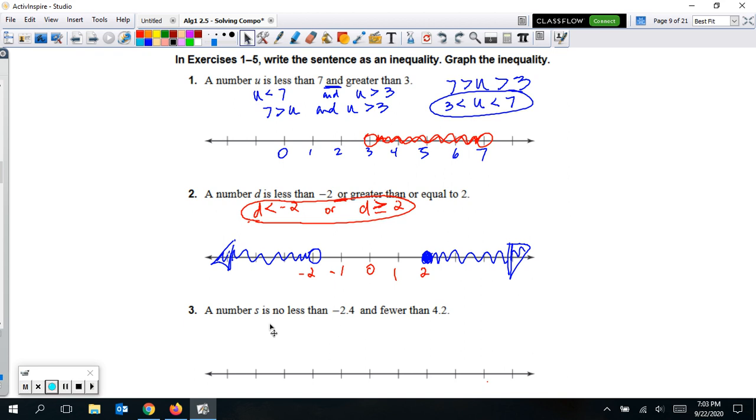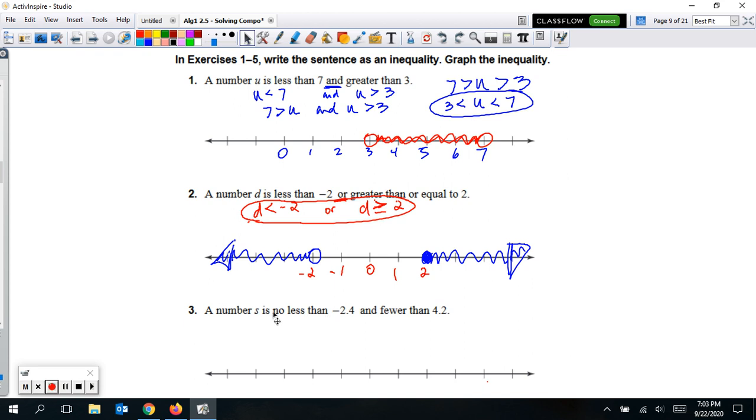All right, moving on to 3. 3's got a couple decimals in here, so that won't really bother us until we get down to maybe graphing these. We're going to use the letter S for writing out our inequality sentence. So S is no less than negative 2.4. So no less than, that's an interesting one. Which symbol is that going to be? Is that going to be a less than or a less than or equal to? Is it going to be even greater? It could be even greater than.